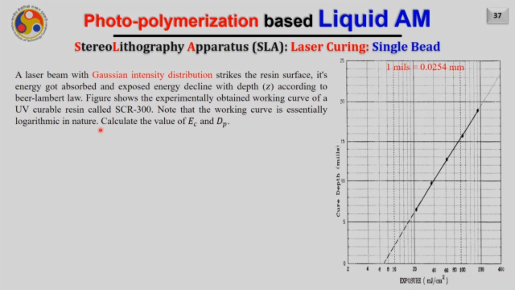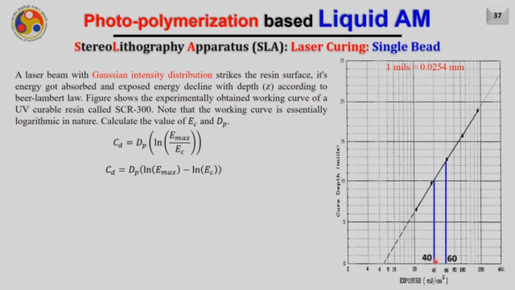Now it is asked to calculate the value of EC, that is the critical exposed energy, and dP, that is nothing but the depth of penetration. So for that, of course, we'll use the formula which we just derived. It says CD equals dP ln Emax by EC. I can rewrite this equation in this form and then it will be CD equals dP ln Emax minus ln EC.